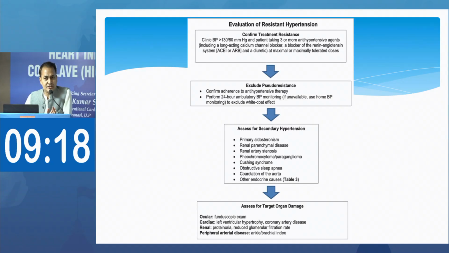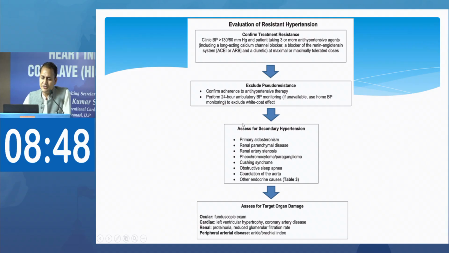And ABPM is an easily available tool. So before labeling a patient as resistant hypertension, we must have ABPM data. And once we have confirmed that this patient has resistant hypertension, that is, clinical blood pressure is more than 130/80 while taking 3 or more medications, then we should be confirming our adherence. And as we said, we should have in hand 24-hour ambulatory blood pressure data.